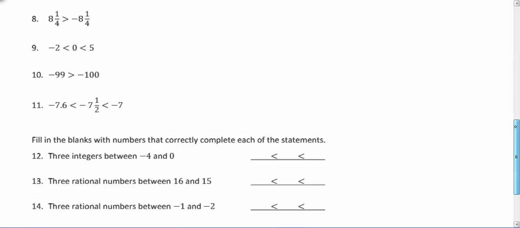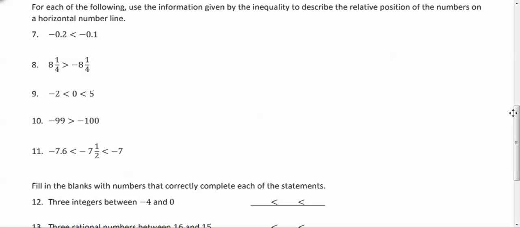All right, this other section right here, very quickly, it says, for each of the following, use the information given by the inequality to describe the relative position to the numbers on the horizontal number line. So what that's asking you to do is to write where the one number is in relationship to the other. So essentially, you're going to say this number is to the left, or this number is to the right of whatever the other number is, okay? So we see what symbol right here? Less than, and I'm going to erase that because now it looks like a less than or equal to.